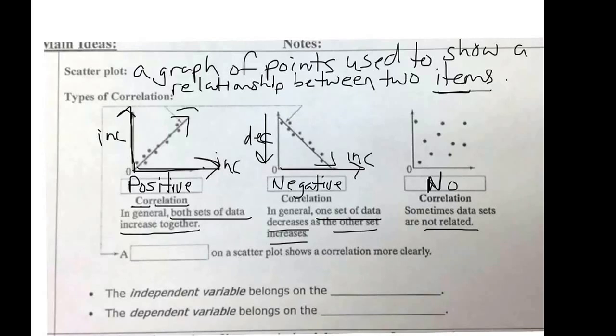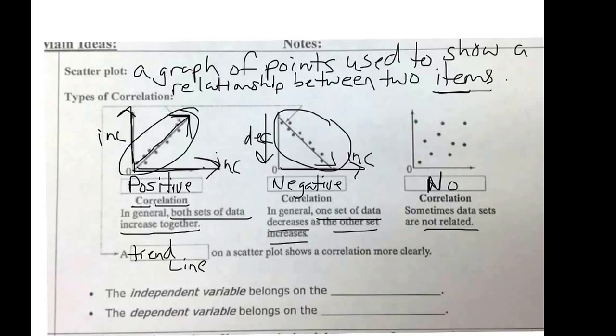In the first two pictures up here, we were able to draw a line. This is called a trend line. And a trend line on a scatter plot shows the correlation more clearly. This line clearly shows that those dots go uphill. This line clearly shows that those dots go downhill.